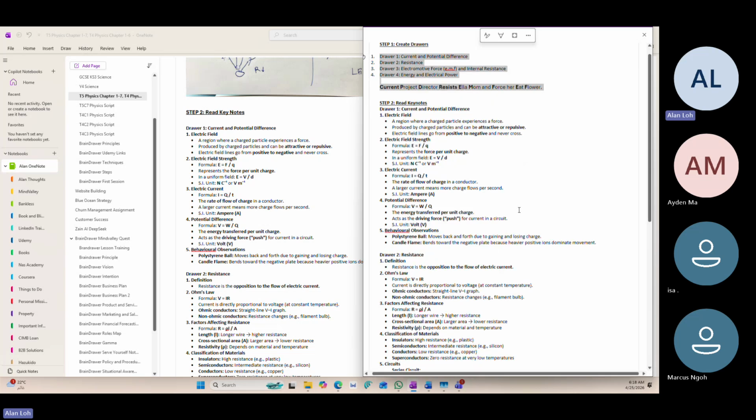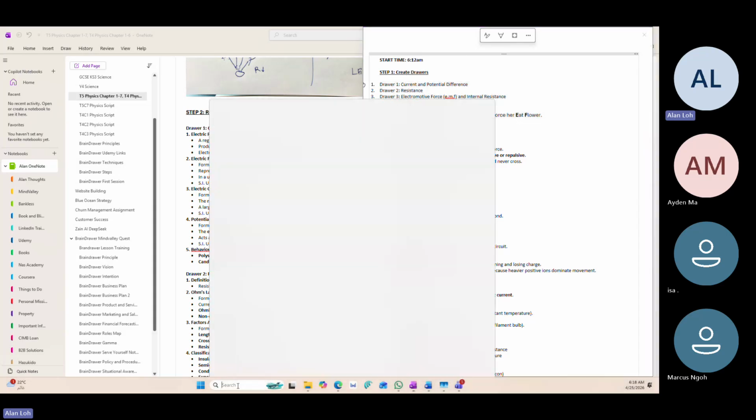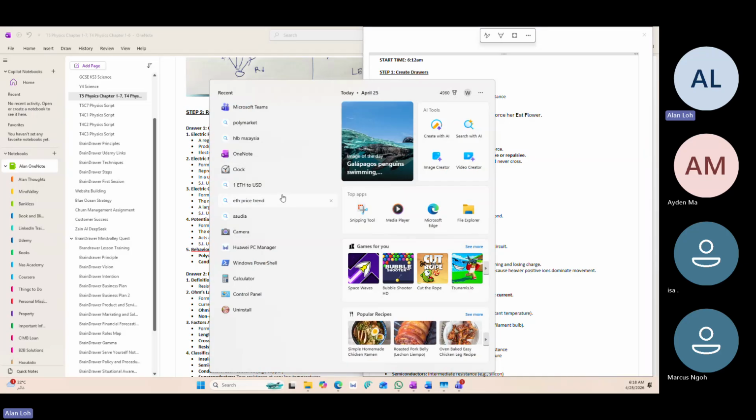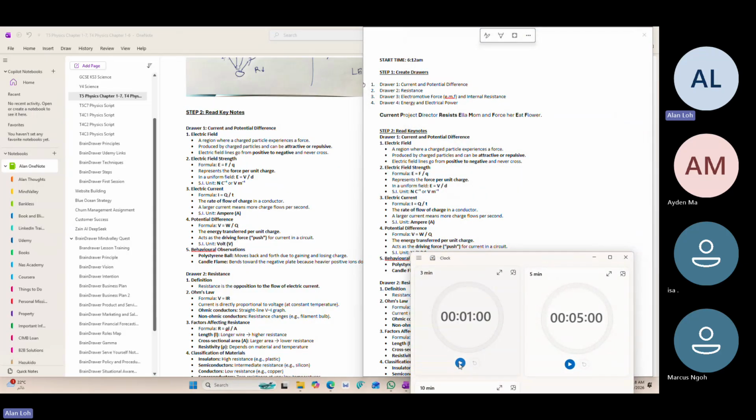So I'll give you 1 minute to write down if you want, while I'm setting up my clock. Okay, let's start 1 minute. 30 seconds, I'll give you 30 seconds. Because you're going to use this as a reference, you're going to refer to it quite often, and it's going to help you to remember the name of the drawer and also the main story.